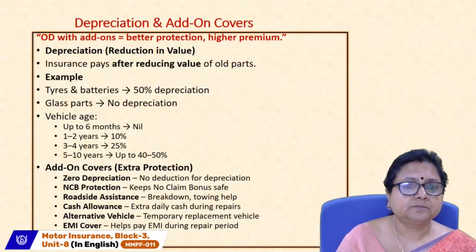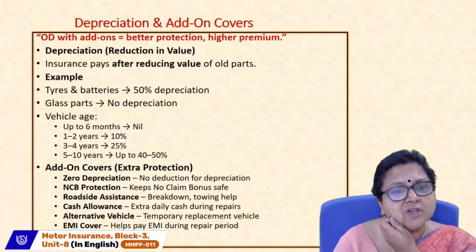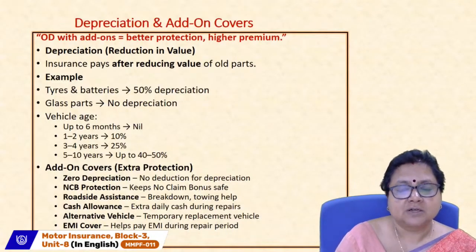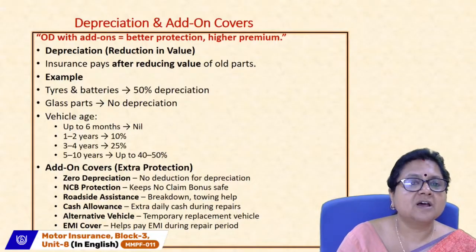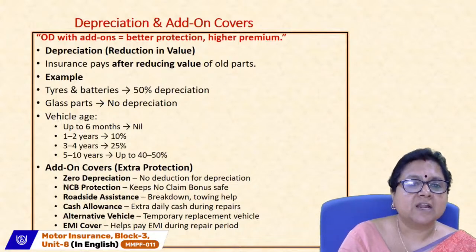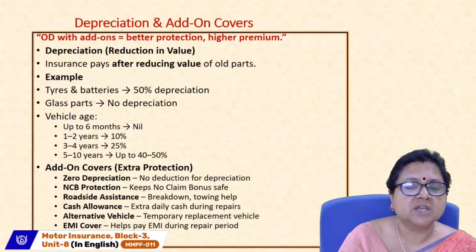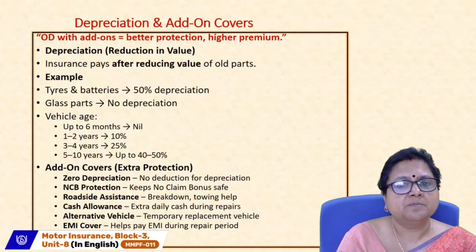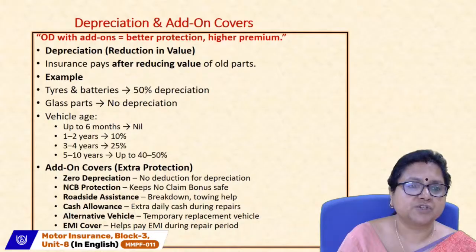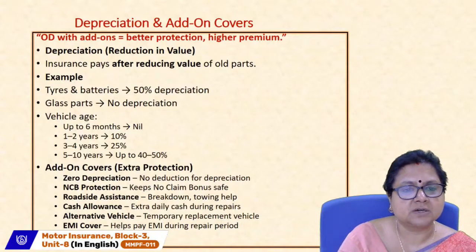Depreciation is reduction in value. Insurance pays after reducing the value of the old parts. As we all know, as the vehicle grows older and runs on the road, there is wear and tear in the vehicle. That is why the insurance company calculates the value of the vehicle by reducing the depreciation of the parts which are worn or torn. For example, tires and batteries are considered at 50% depreciation. For glass parts, they do not calculate depreciation.